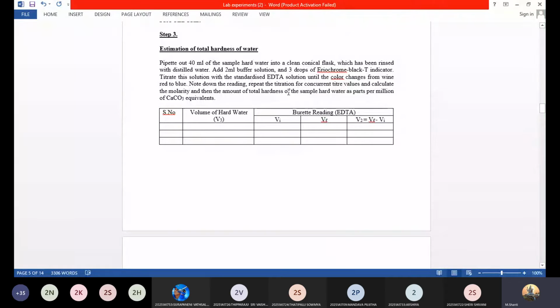Once the blue color is obtained, you can stop titrating, turn off the knob of your burette and substitute the values here. So serial number 1, volume of hard water, how much you have taken? 40 ml. And what is VI? VI is nothing but the initial burette reading. Always you start with 0 ml, so substitute 0 here.